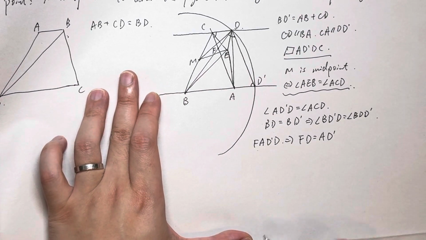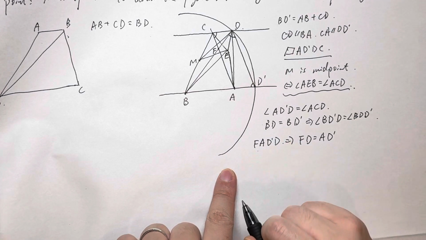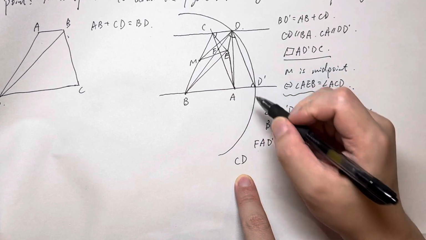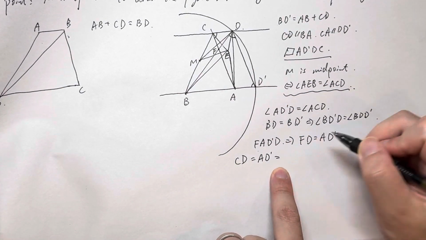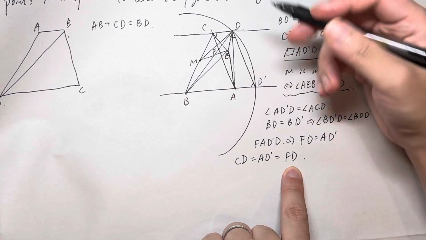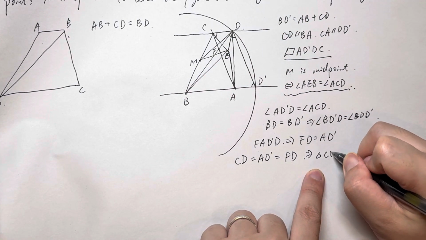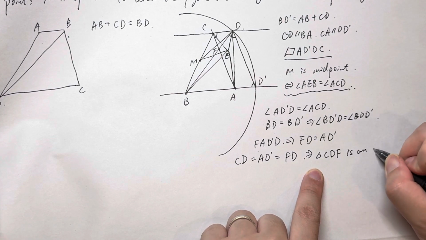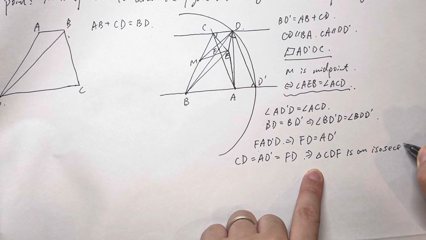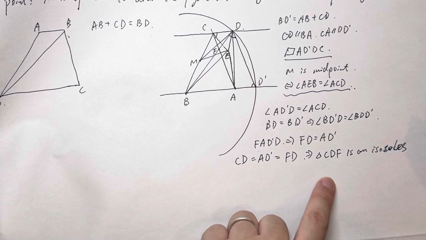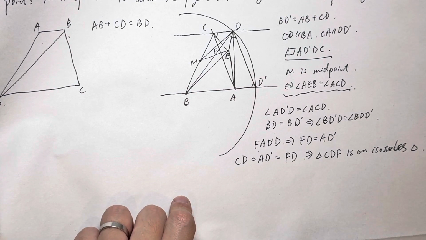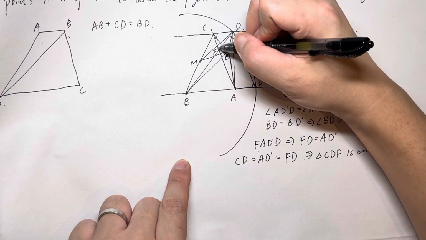So here, we got lots of segments to be equal, right? CD equals AD prime and equals FD. So CD equals FD, which means triangle CDF is an isosceles triangle, right? So this angle equals this one.